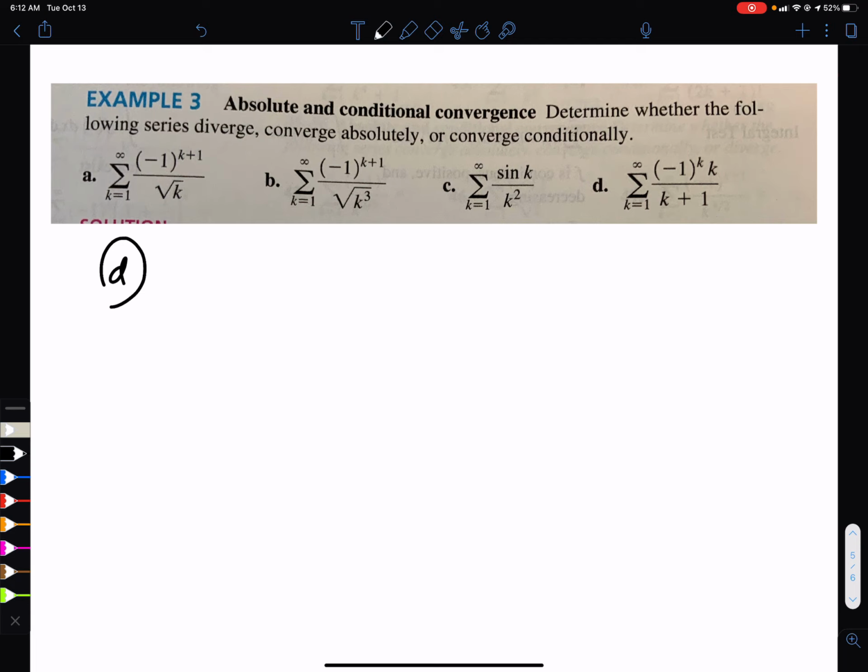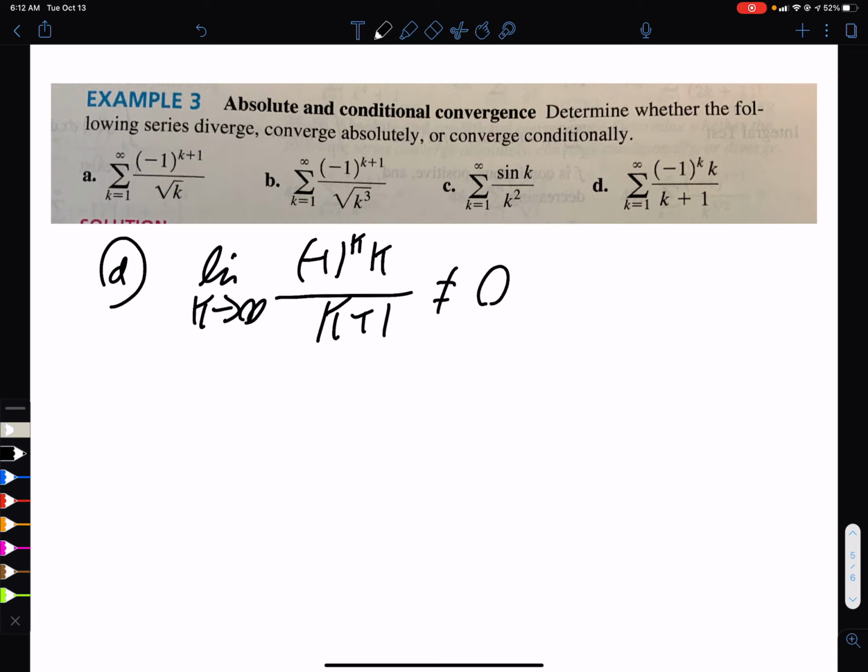All right. D, I think, is pretty straightforward, because we could just look at the actual terms, the limit as k goes to infinity of negative 1 to the k over k plus 1. That does not equal 0. Therefore, the alternating series diverges. And therefore, the absolute value must also diverge. So this is just a divergent series, straight out divergent. All right, that's going to be it for that one. And we're done for this lesson. Bye.